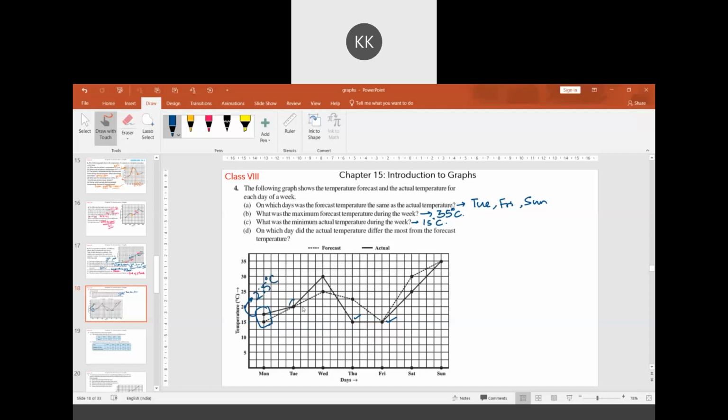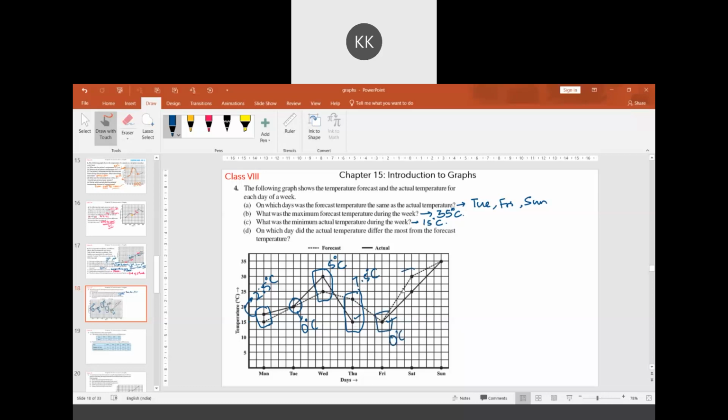Here the difference is 0 degrees Celsius. Here the difference is 30 minus 25, 5 degrees Celsius. Here the difference, how much? 7.5, sir. 22.5 and this one is 15. So 7.5 degrees Celsius.